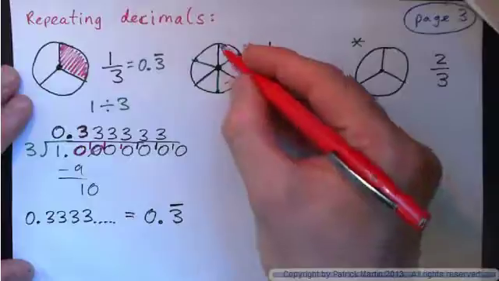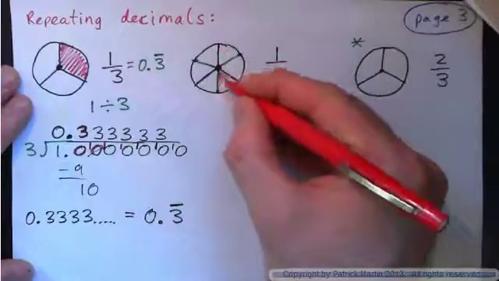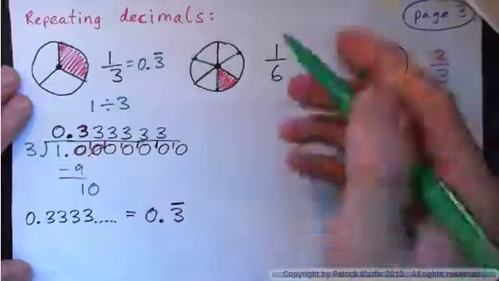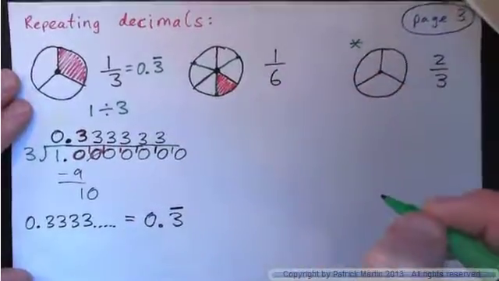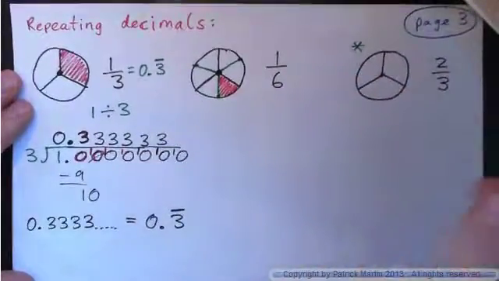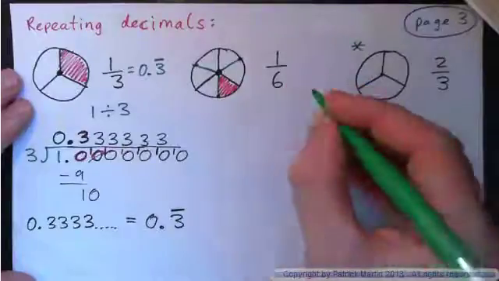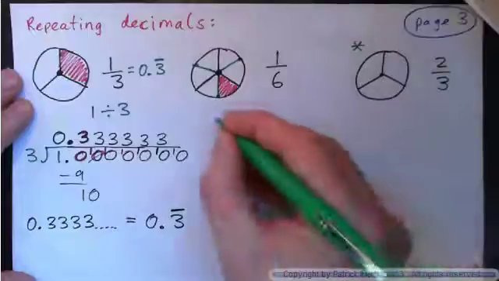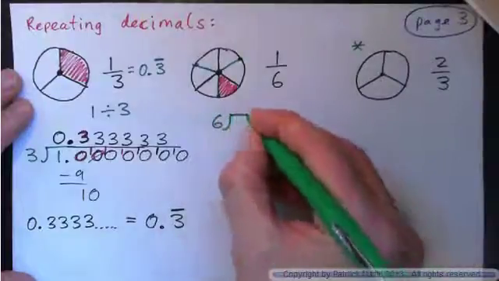Any 6, it doesn't matter. How about that one? 1/6. Okay? And we're going to now try and turn this into a decimal. So, it's 1 divided by 6 is what it is. 1 divided by 6. Or 6 into 1.